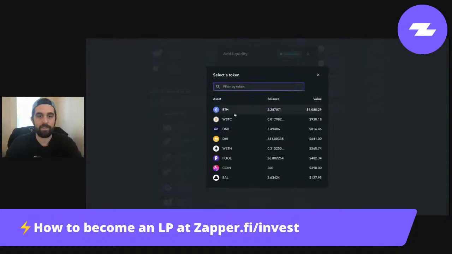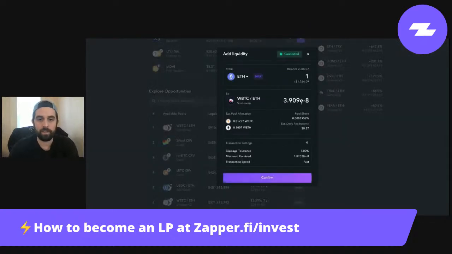So if I go back to Ether and I put this in, there we go. I'm all set to go. Now I can hit confirm. And that would be it. I'm going to skip the MetaMask transaction here, but that would be the next step. So let me just reject that in the background.